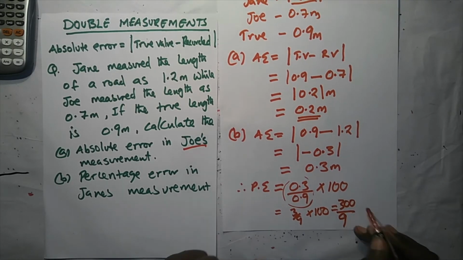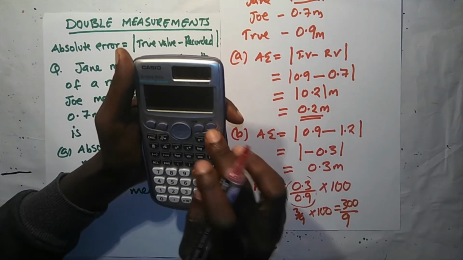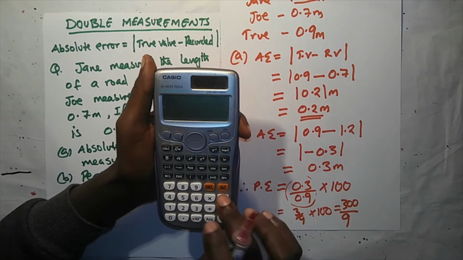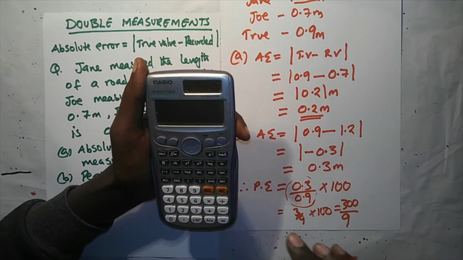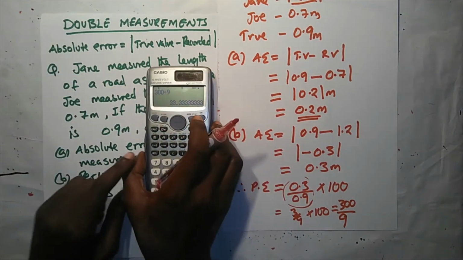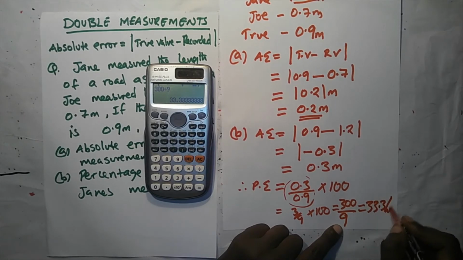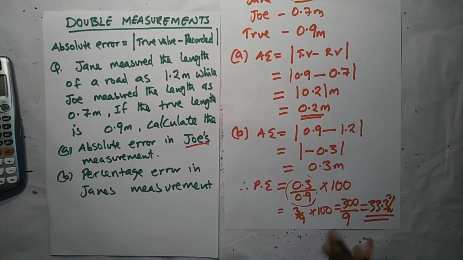And so when we divide these two, using our calculator, we have 300 divided by 9, which will give us 33.3%. So this is the percentage error in Jane's measure.